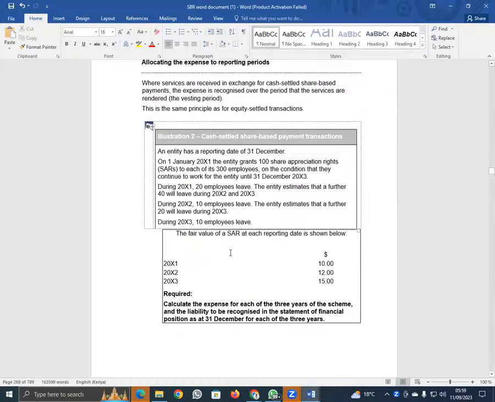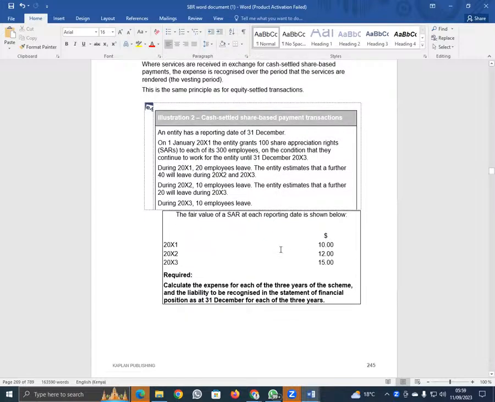The fair values of a share appreciation right at each reporting date, because this is that right that we're giving our employees, that should the share appreciate, we shall give you a bonus. Share appreciation rights are a bonus-based kind of payment. So here you can't tell me that you look for fair value as at the grant date. No, we refuse that. Then they are telling us the fair value of the SAR at each reporting date is shown below. So we have 2021, 2022, 2023.